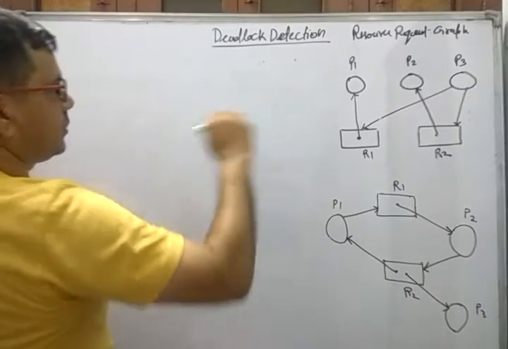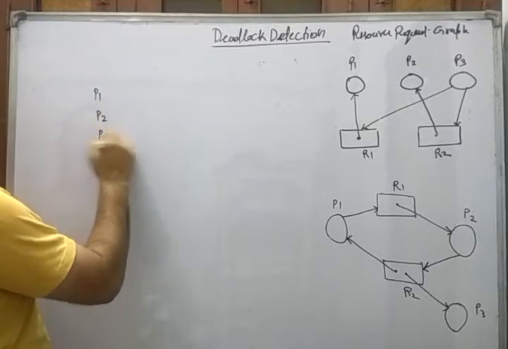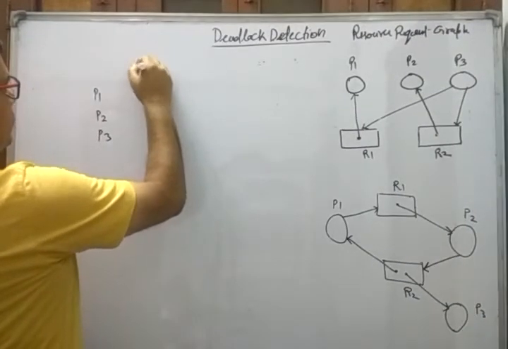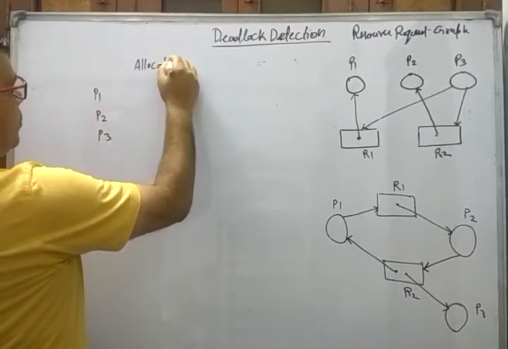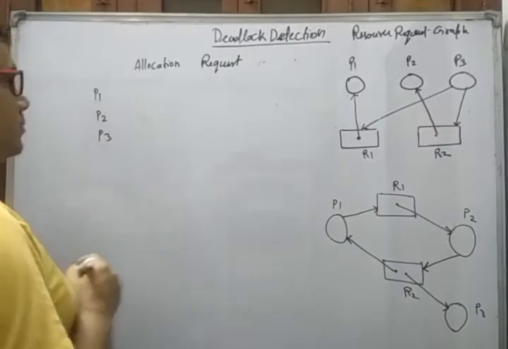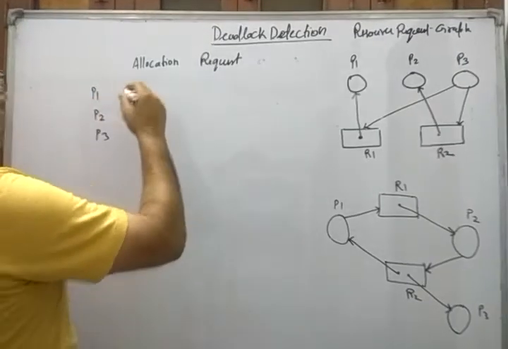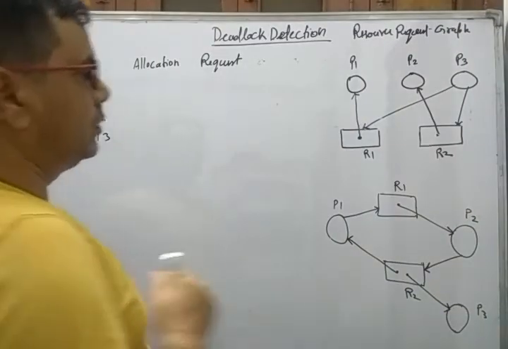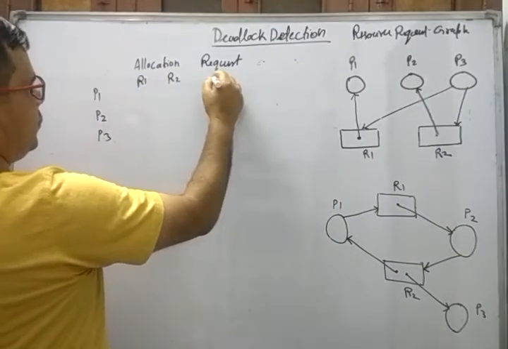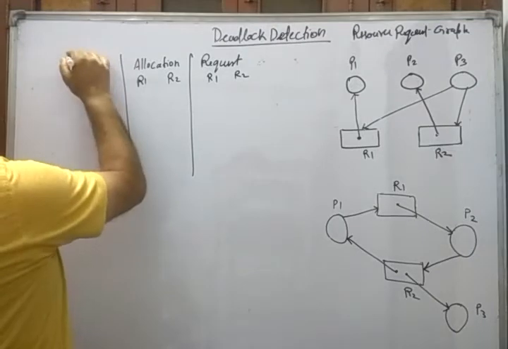Now look here, there are three processes: process P1, process P2 and process P3. And now look here, allocation and request. We will make an allocation and request chart. First of all, there are two resources, first is R1 and second is R2. This is the process.